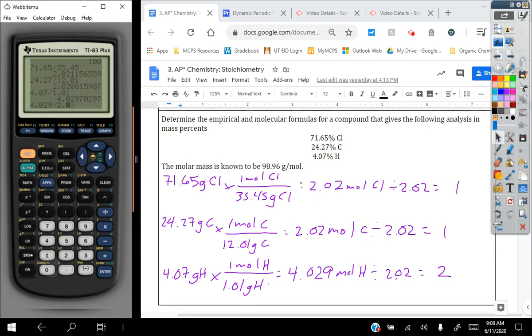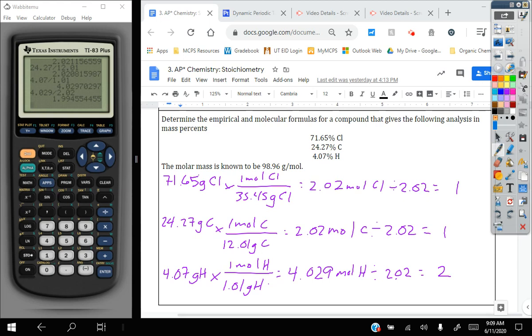4.029 divided by 2.02. You'll see again, it's 1.99. I'm just going to round that to 2. If it's really, really close, it's okay to round. If it's, again, 0.333 repeating or 0.5 or something of that nature, those are easy fractions we can multiply out. So here I've got whole numbers. I don't need the multiply-till-whole step. I've got 1 chlorine, 1 carbon, and 2 H's.